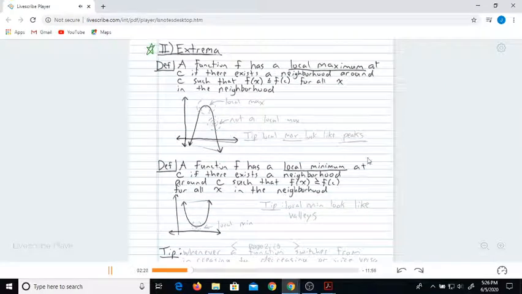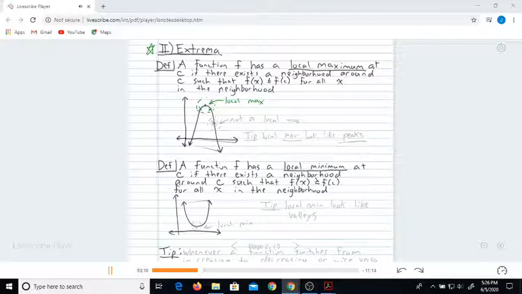Now, extrema is just going to be another word for minimums and maximums. We have two different types of extrema, what's known as local extrema and absolute extrema. So we'll start with our local extrema, and your local extrema can come in the form of local maximums or local minimums. A local maximum is at some point if there exists a neighborhood around it such that it is the highest point. So as you can see here, we have a local max right there. That's because I can create a neighborhood around that such that every other point in that neighborhood is going to be lower than that local maximum.